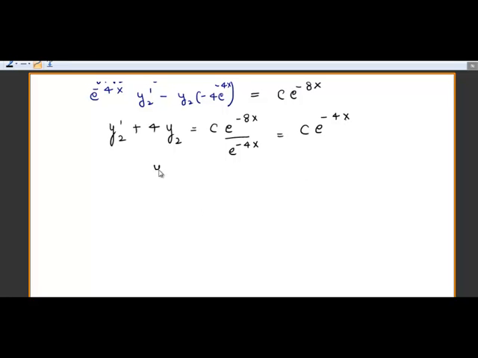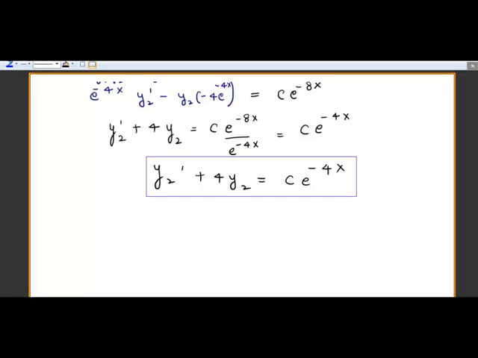So you get a first order differential equation which you can solve. How will you solve this first order differential equation? Integrating factor, because it's not separable. So let's do it. What's the integrating factor? IF here is e to the power 4x.